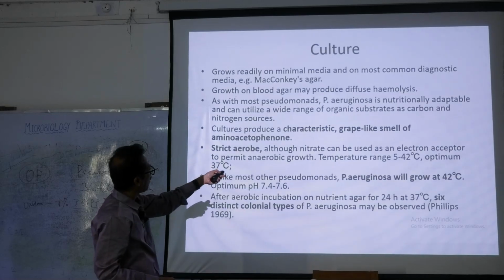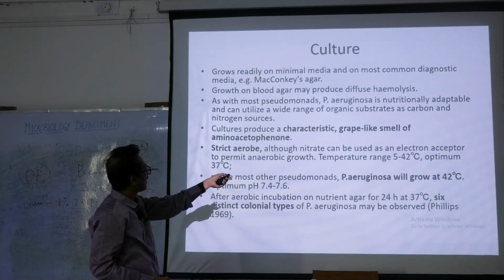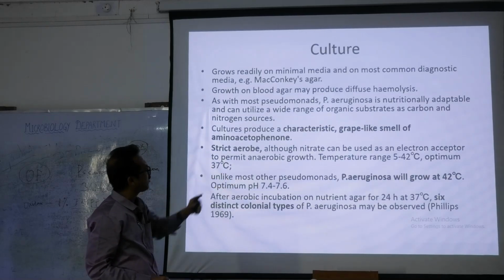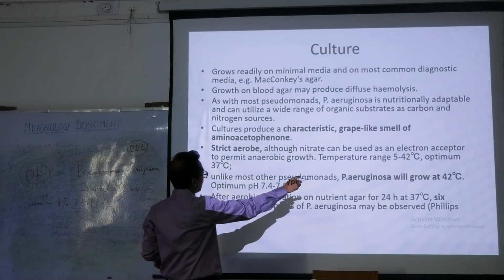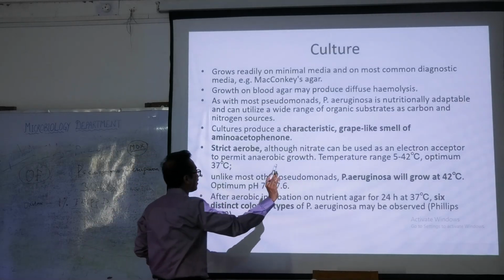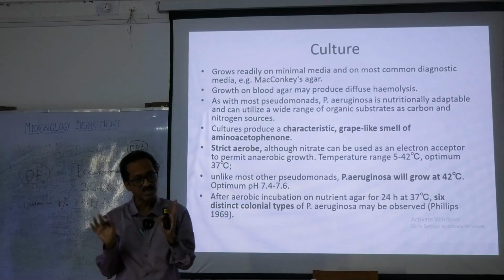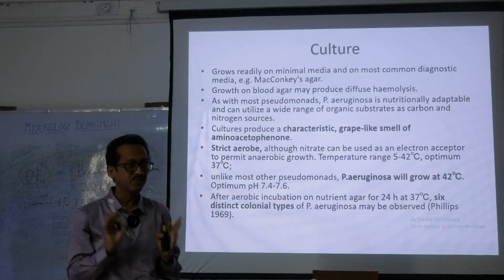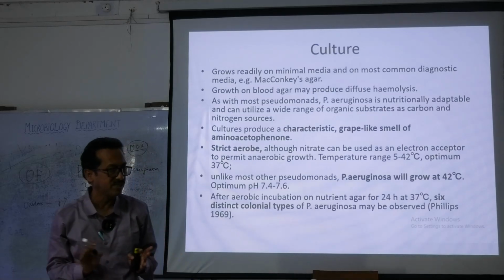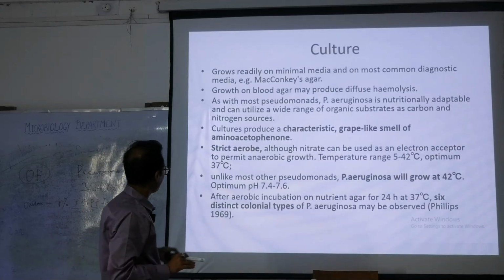They are strict aerobe. Temperature range 5 to 42 degrees centigrade. So unlike most other Pseudomonas, Pseudomonas aeruginosa can grow at 42. Other Pseudomonas species don't grow at 42 degrees centigrade. Pseudomonas aeruginosa can grow at 42 degrees centigrade. This you must know.